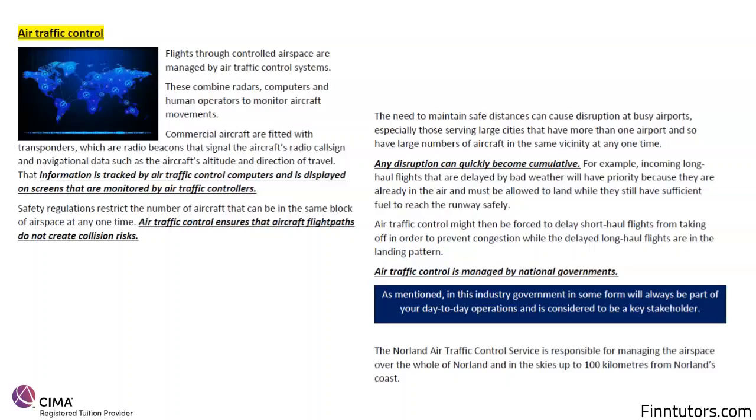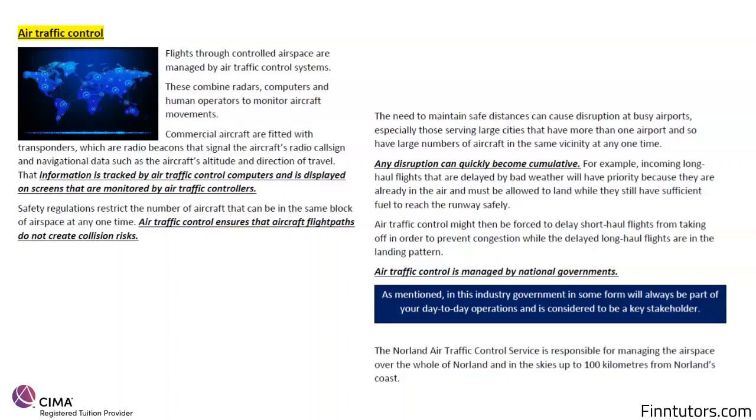Now, safety regulations restrict the number of aircraft that can be in the same block of airspace. So, your takeoffs and landings have to be managed. Air traffic control ensures that aircraft flight paths do not create any collision risk. The need to maintain safe distances can cause disruption at busy airports, as we already know, especially those serving large cities that have more than one airport and so have a large number of aircraft in the same vicinity at one time. For example, London itself has three different airports. So when all of these flights take off, they're going to be in the same airspace. And that is why there is a major disruption sometimes.